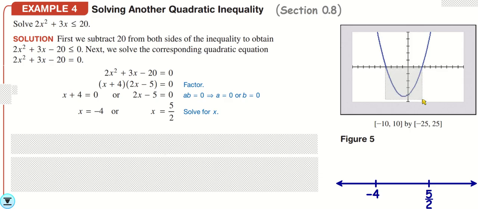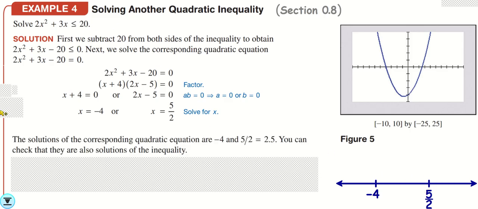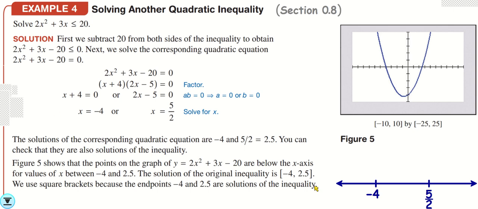So these numbers are what's going to make 2x squared plus 3x minus 20 less than or equal to 0, or below the x-axis. Here you would just be looking to see if I plugged in -5, would it make this true? If I plugged in 0, would it make it true? If I plugged in 3, would it make it true? So yes, it is everything in between and including -4 and 2.5. So this is the interval of solutions, with brackets because we are including -4 and 2.5.